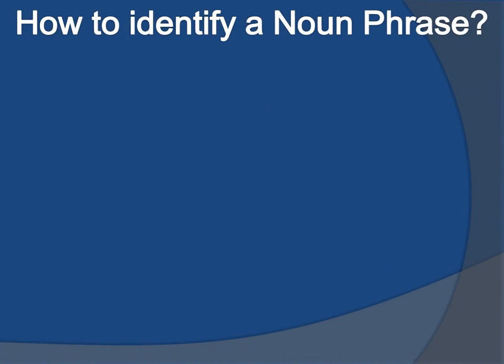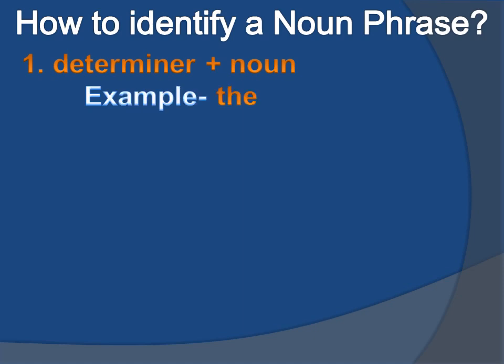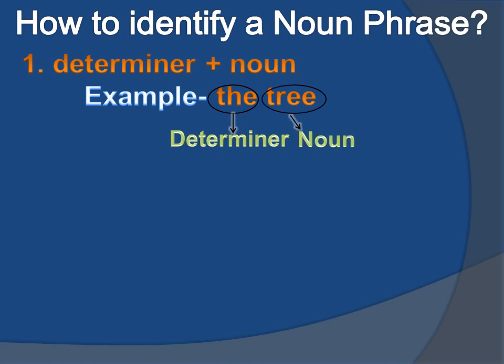How to identify a noun phrase? First is determiner plus noun. I hope you all know what are determiners. Determiners are a, an and the. For example, the tree. It is a noun phrase. Here, the is a determiner and tree is a noun.